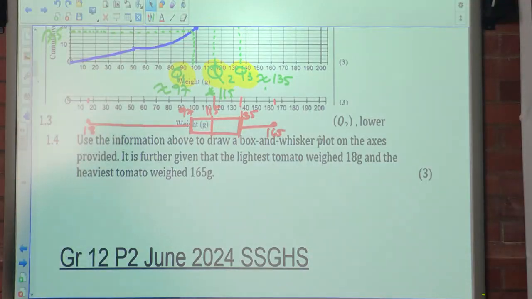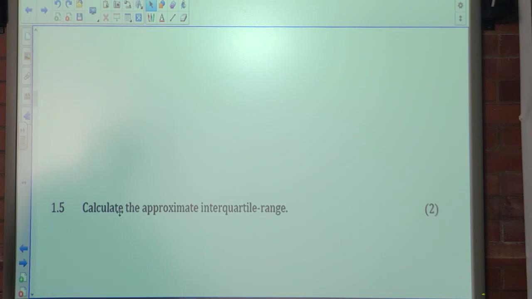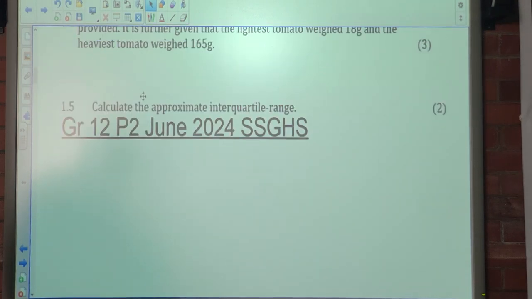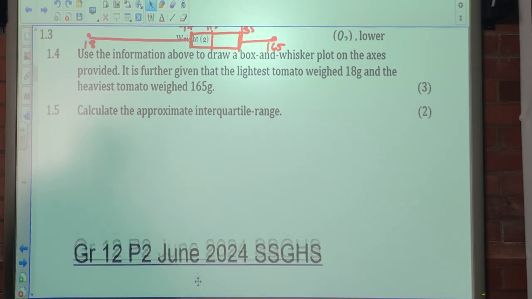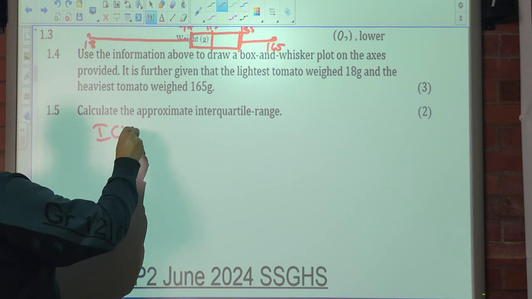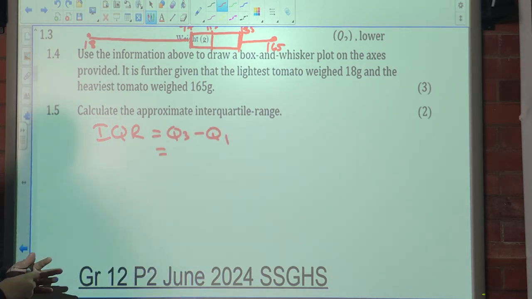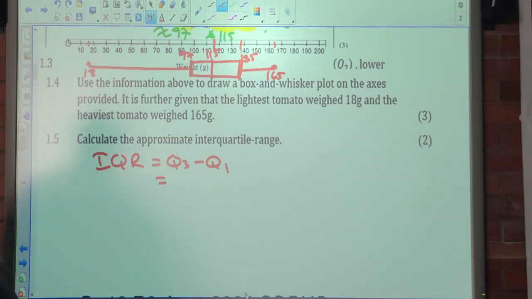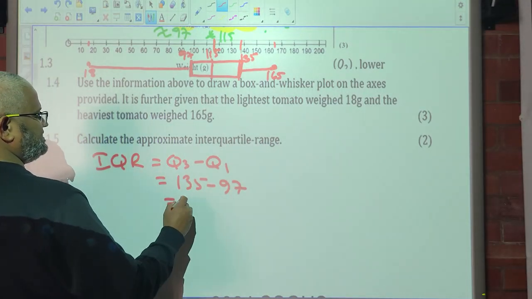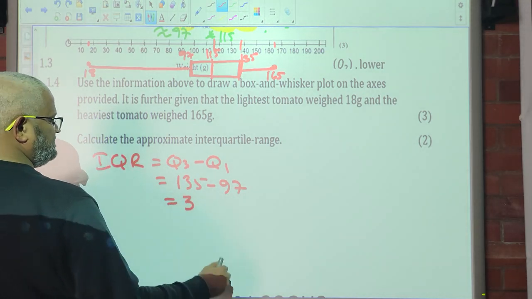Okay. Let's look at the next question. We are told there, calculate the approximate interquartile range. People, how do you calculate the interquartile range? Interquartile range is going to be Q3 minus Q1. So what's your Q3 value? 135 minus 97, which is 40. No.